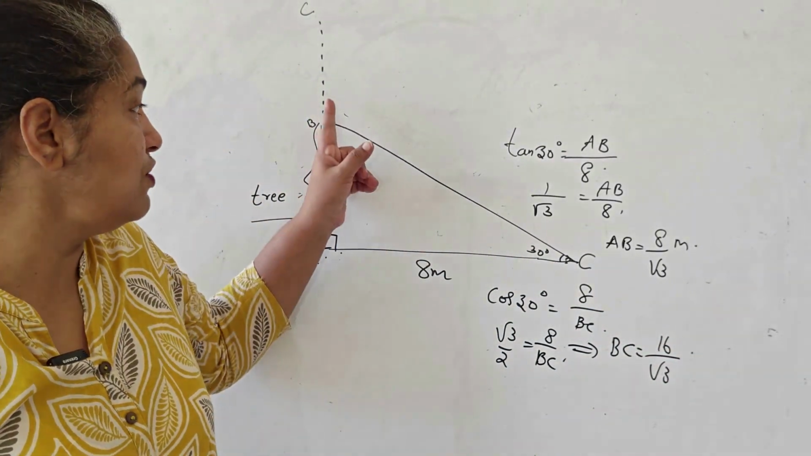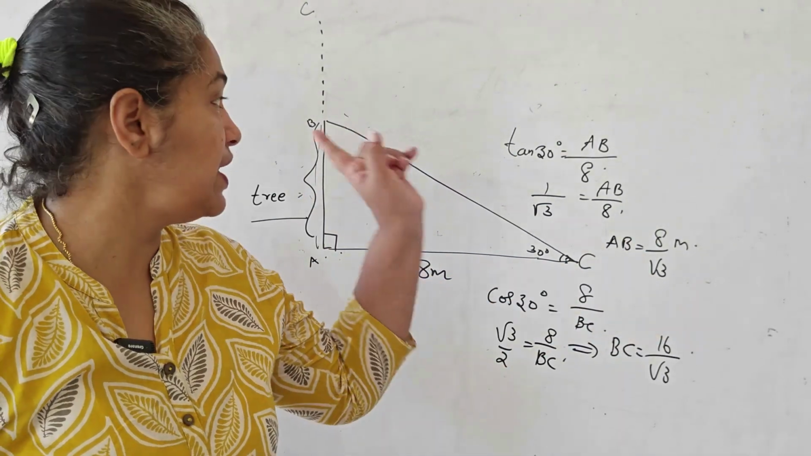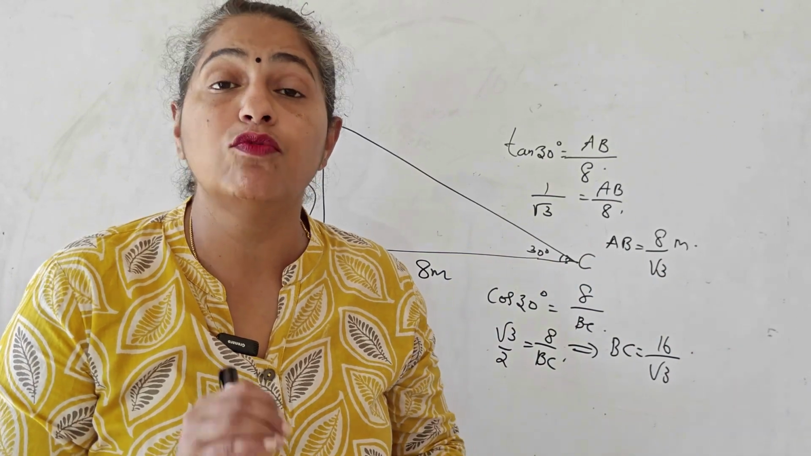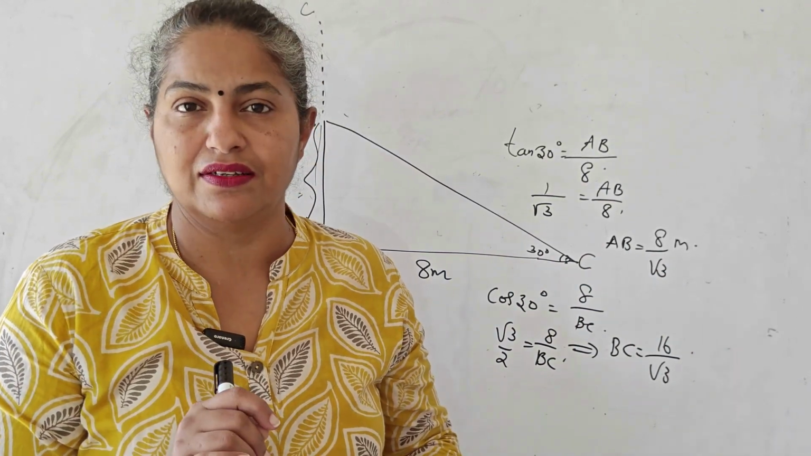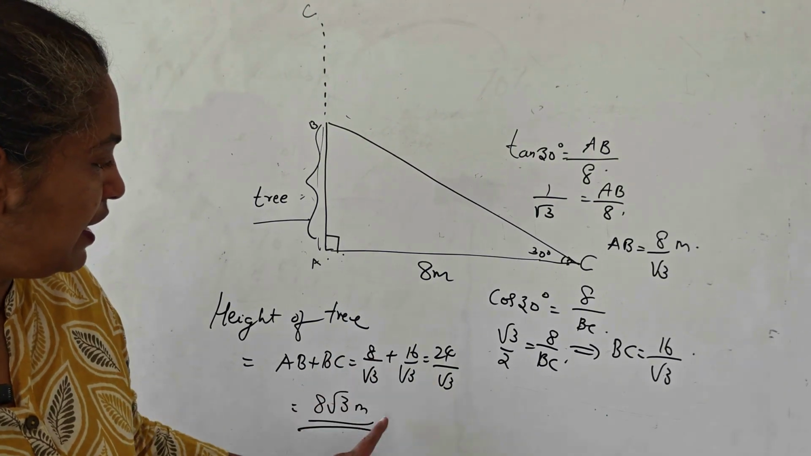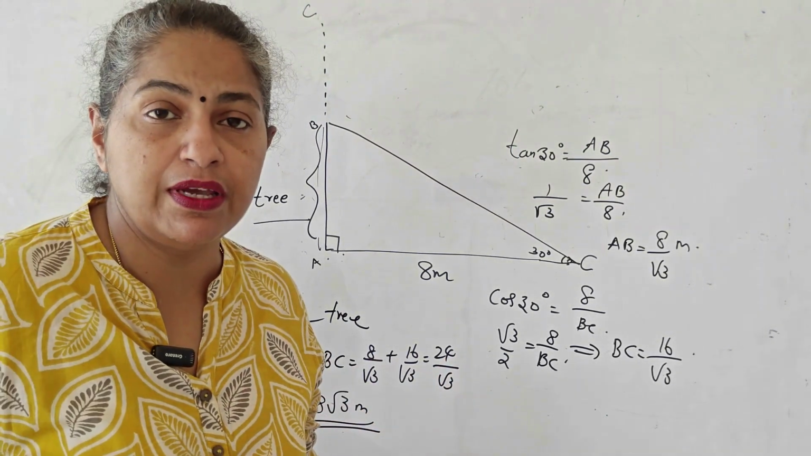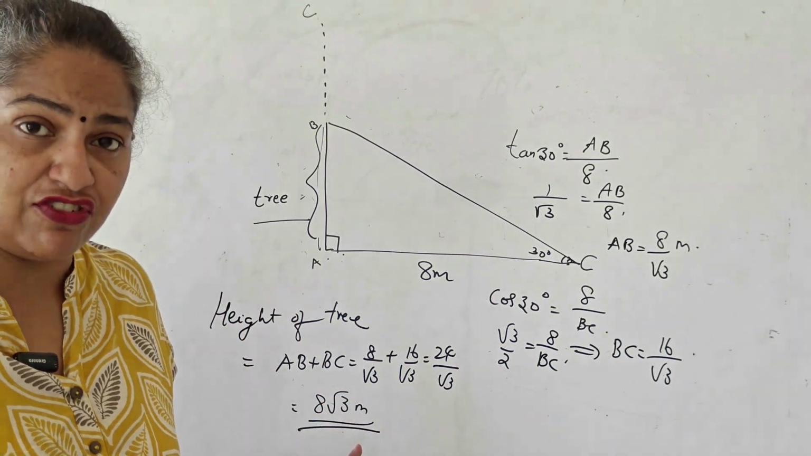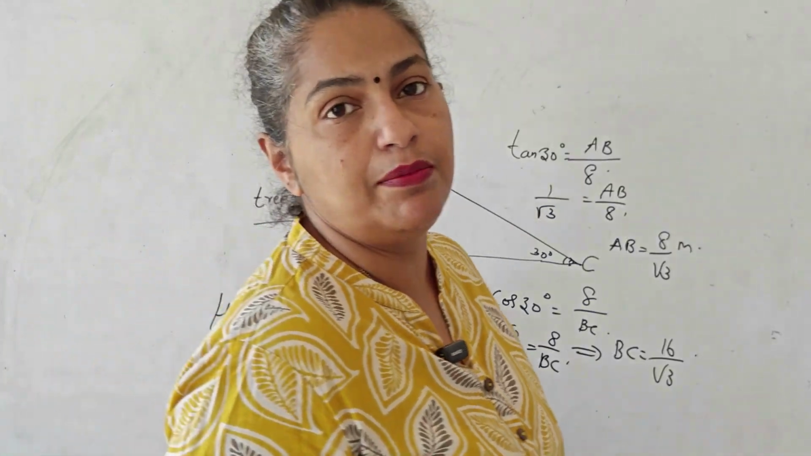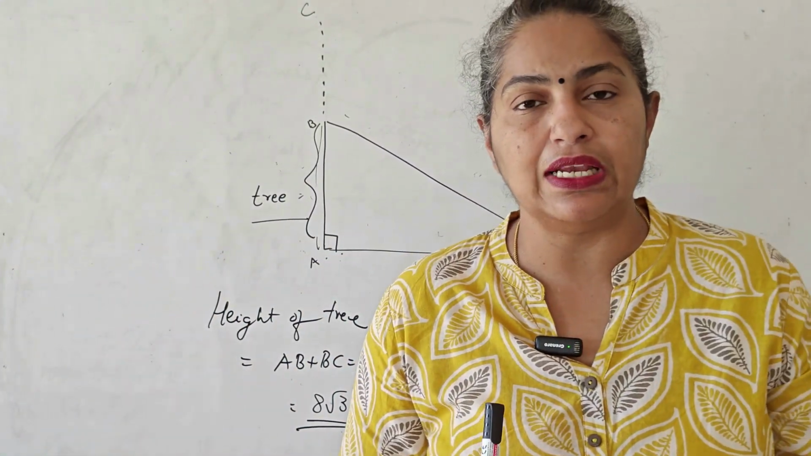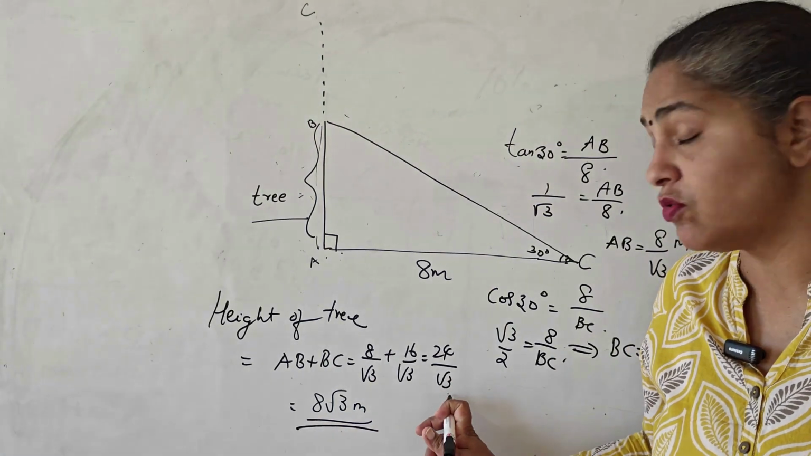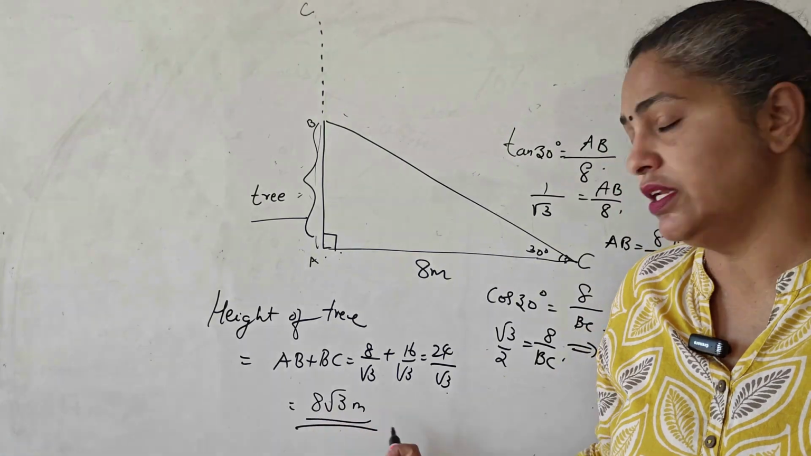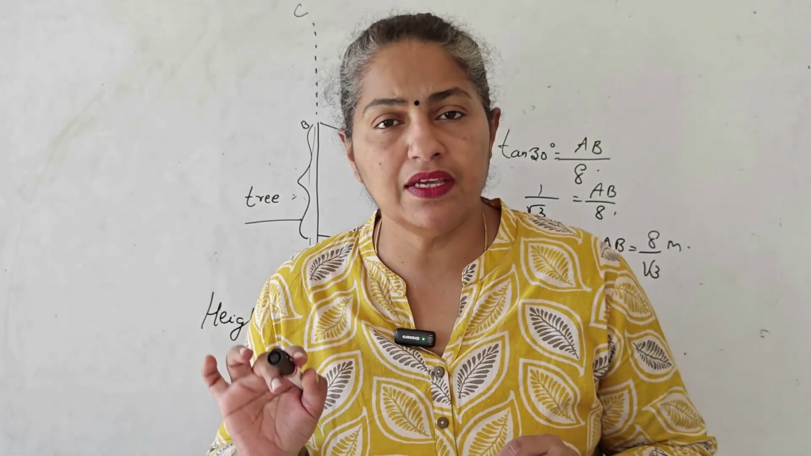Okay, I have gotten the length of AB as 8 by root 3 and BC as 16 by root 3. Let us add both these values and see what is the final value that we are getting. So the height of the tree is AB plus BC. I am adding both these values in order to get 24 by root 3. In order to remove the square root sign from the denominator, I have rationalized it and I am getting 8 root 3 meters. Whenever you are doing this particular sum or any sum and you are getting a root 3 or a root 2 or a root 5 in the denominator, try to rationalize it and put it in a proper form. I hope you are clear with this particular sum.